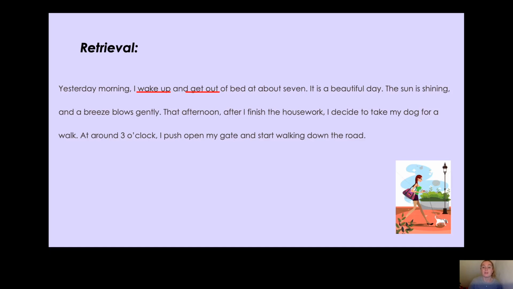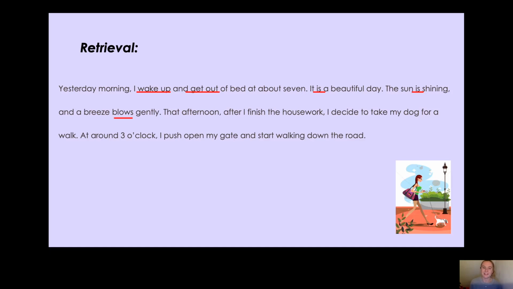Yes, that's right, the verb is. And therefore, in the next sentence, the sun is shining. There's our other verb. And a breeze blows gently. Where's the verb in that part? Yes, that's right, it's blows. And that'll be very handy when we come to write our bubble story, because we'll need that verb, won't we? Now, what I'd like you to do is pause the video now and have a go. Can you find the other verbs in this paragraph?